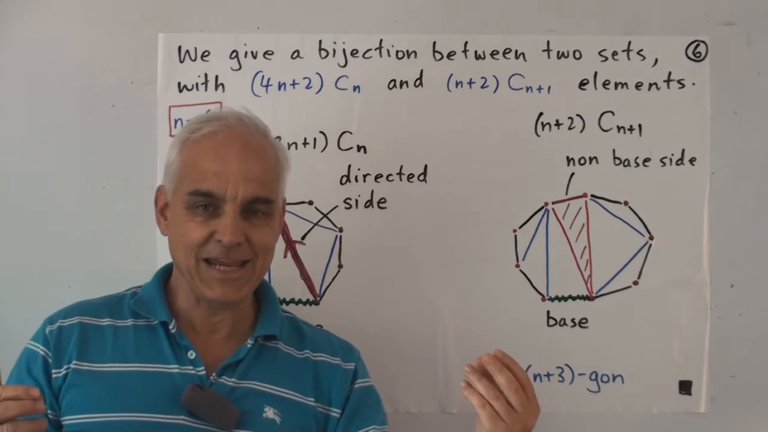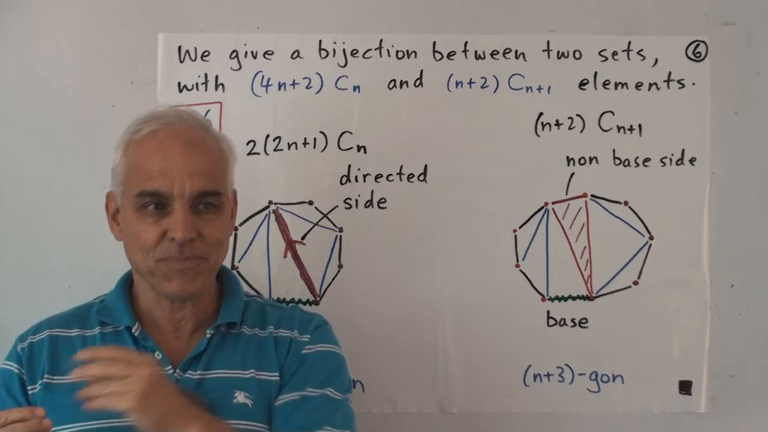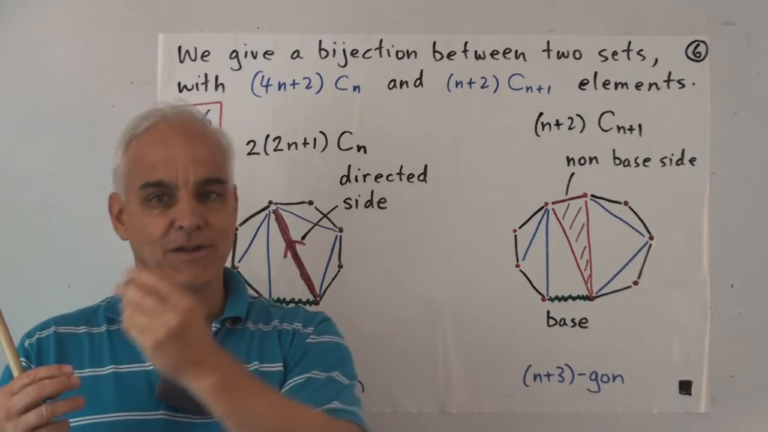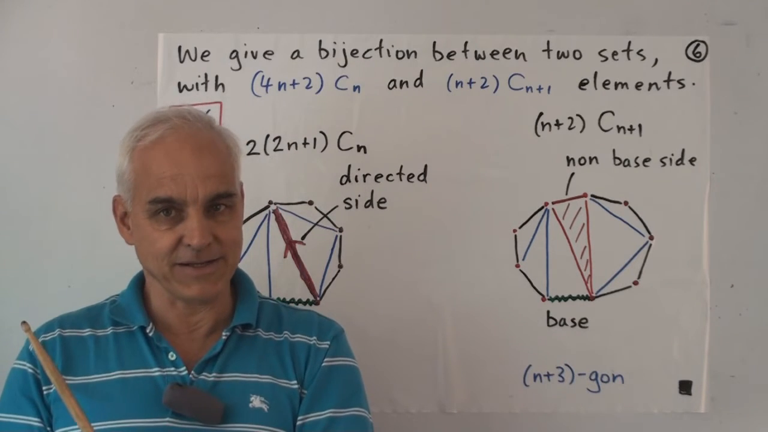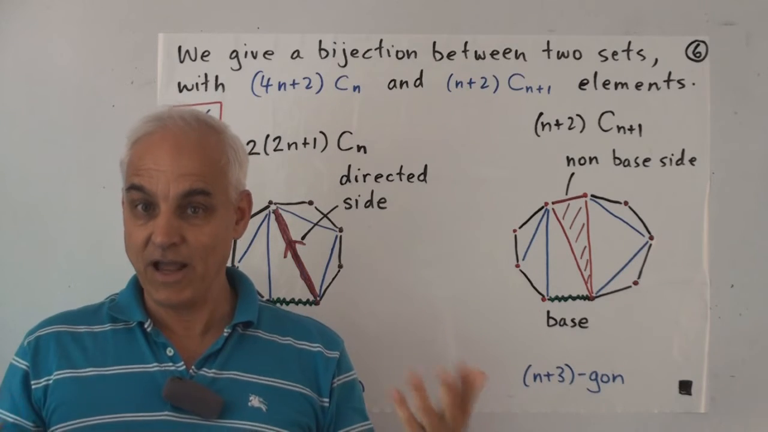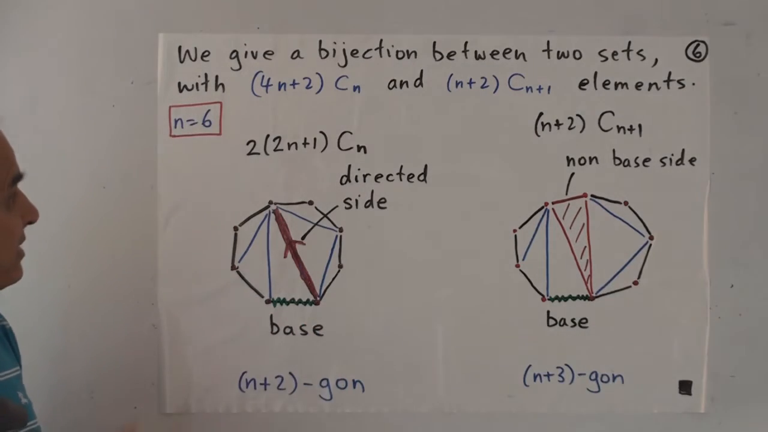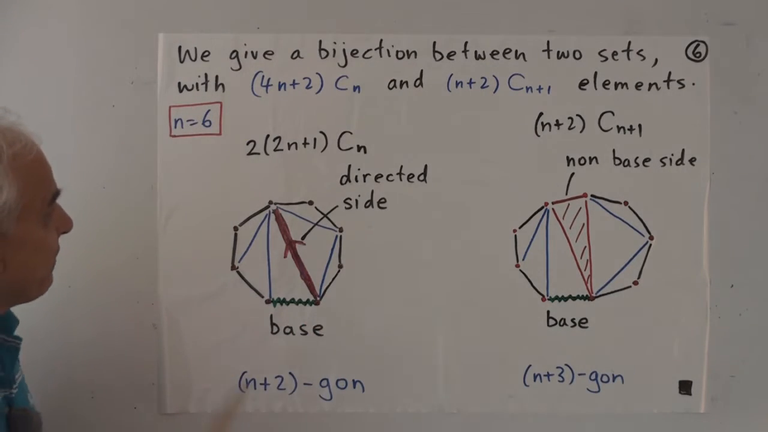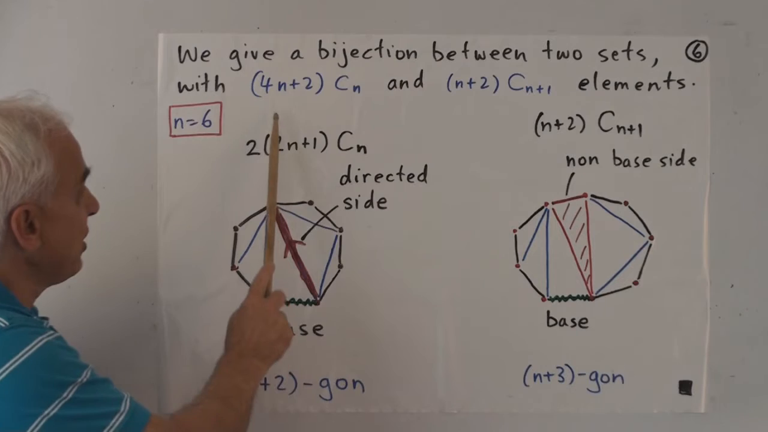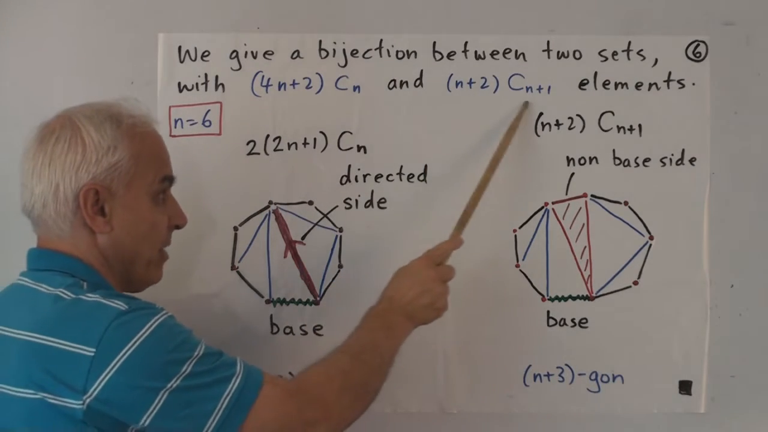We want to see combinatorially that you can naturally link up each element from one set to another element in the second set. So we're going to pair up these two sets, showing that the numbers of elements in them has to be the same. All right, it's a strategy. So what we want to do is find a bijection between two sets, one of them having this number of elements and another having this number of elements.